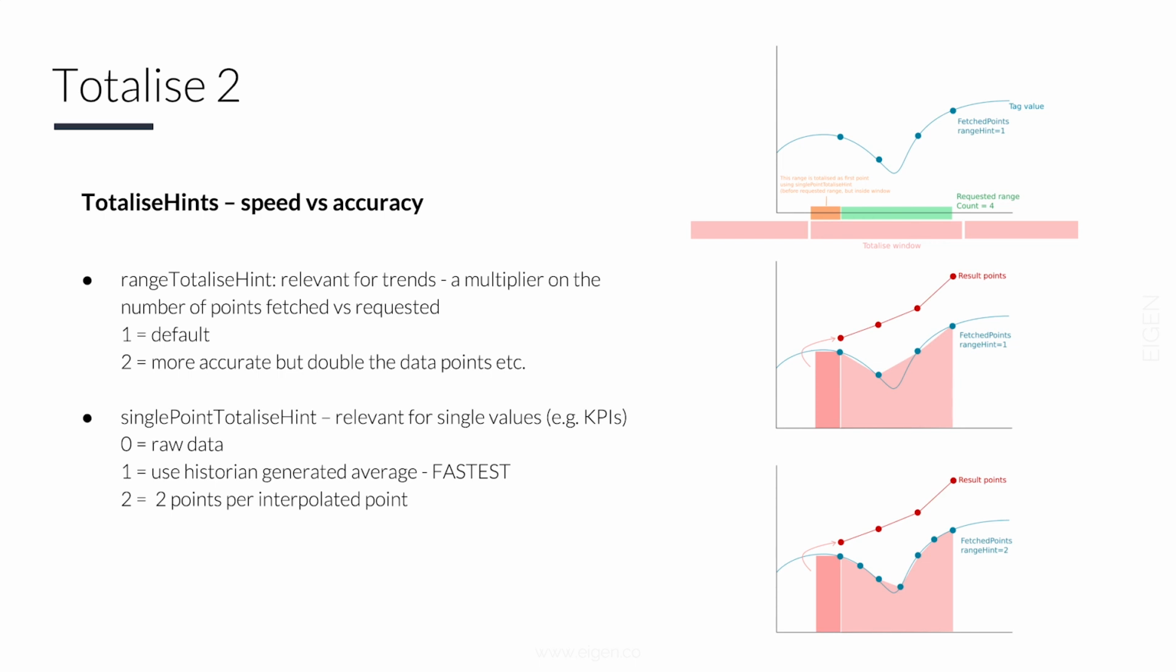So why would we be interested in doing that? Well, if the underlying data varies a lot, then having a higher sample rate will give us a more accurate result. If it doesn't change very much, then it doesn't really matter how much we sample it. However, the cost of doing this is that moving from 1 to 2 doubles the amount of data that we ask for, so it will take twice as long to solve. But this is a tunable option at least. You have the option within Totalise 2 to tune the level of accuracy.